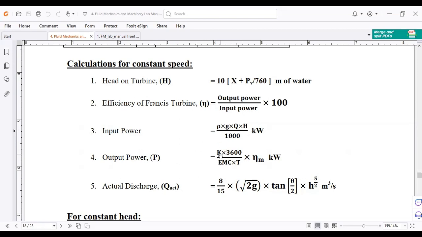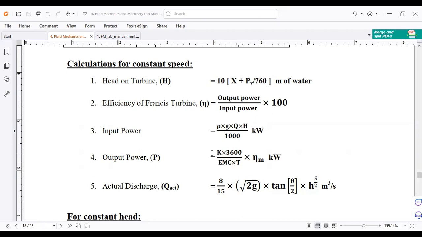Output power can be calculated by number of disk rotations into 3600 divided by the energy meter constant. This energy meter constant is printed on the energy meter disk itself. The value should be noted down from that. This is the observation value that is also available in the experimental setup. T is the time taken for K rotations.